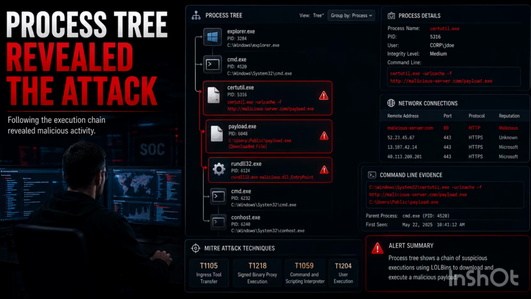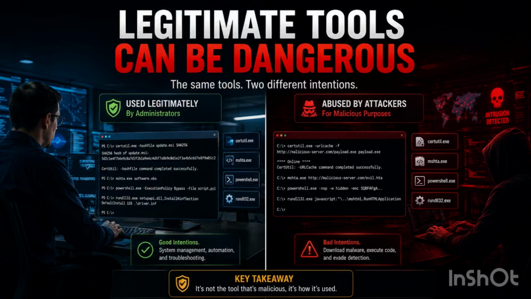Now, the SOC analyst reviews the process tree. That's where the entire attack chain becomes visible. Certutil downloaded the payload, the payload launched additional processes, and rundll32 executed the malicious code, and network connections pointed to attacker-controlled infrastructure. The process tree revealed the full story of the attack.